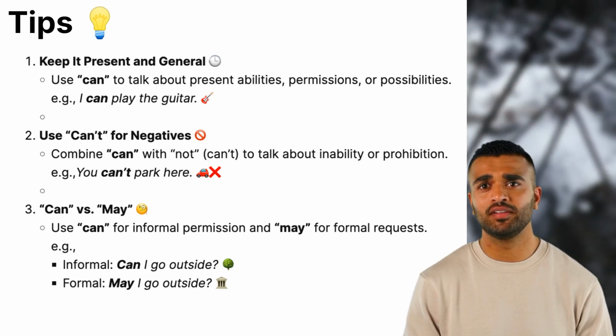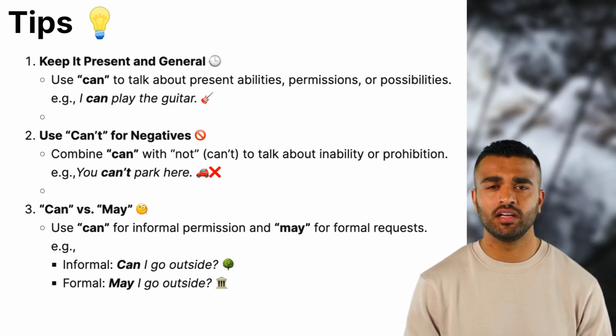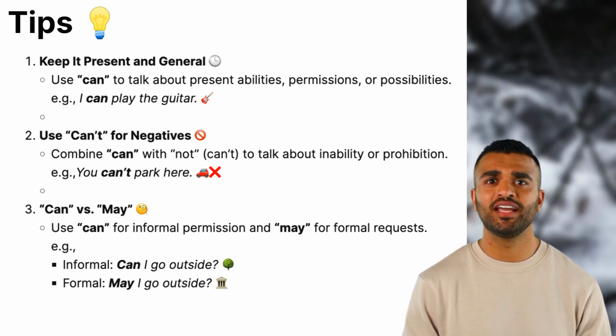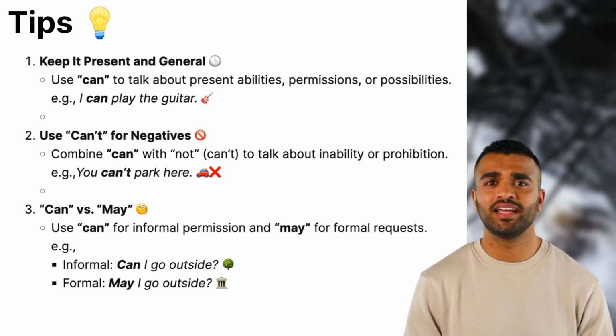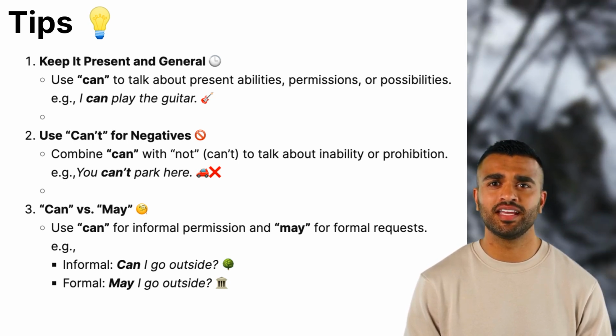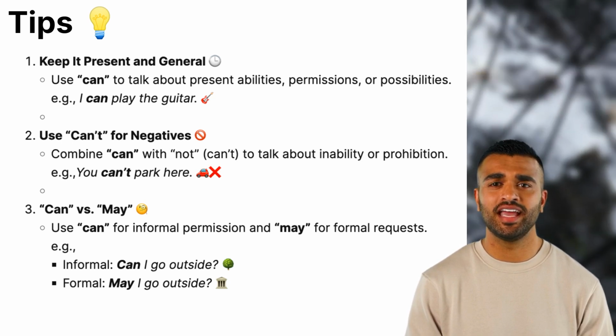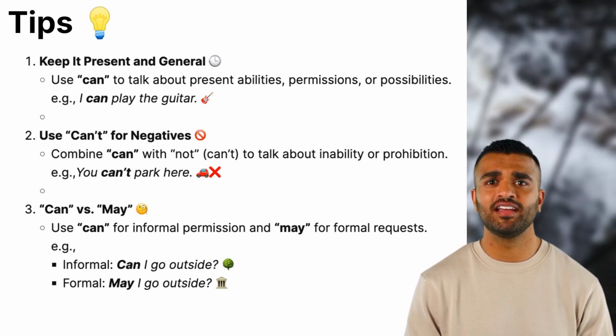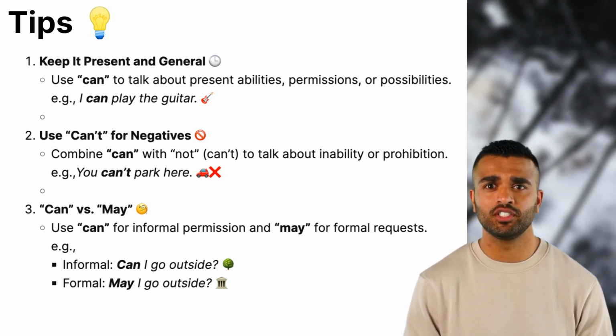Example: I can play the guitar. Present ability. More examples. She can cook really well. This app can help you learn English. If you want to describe something happening now or in general, use can. 2. Use can't for negatives. To make a negative sentence, use can't, short for cannot, to talk about inability or prohibition.